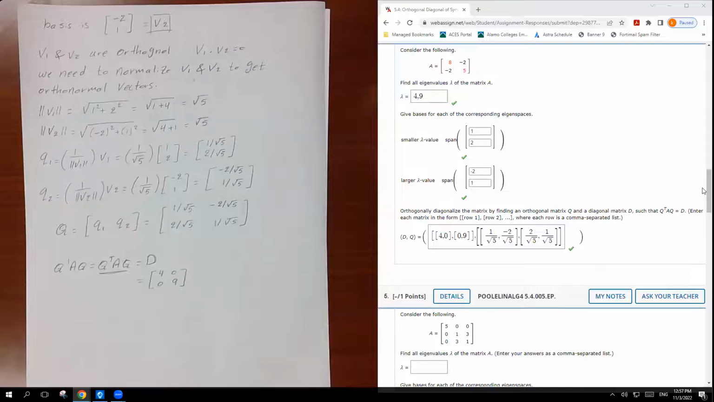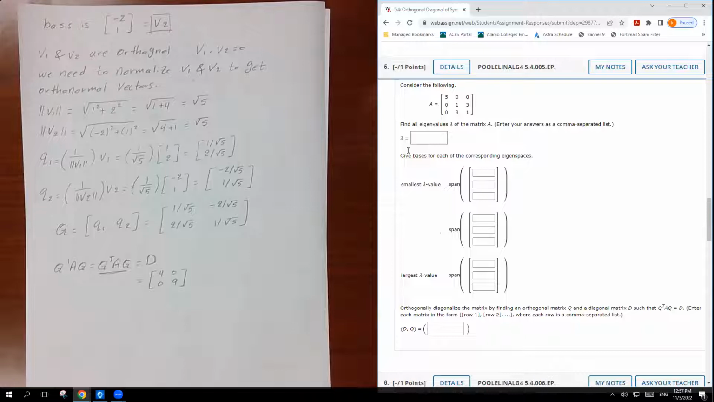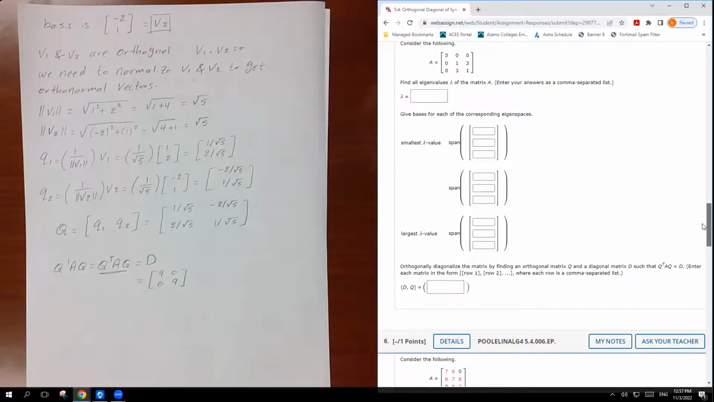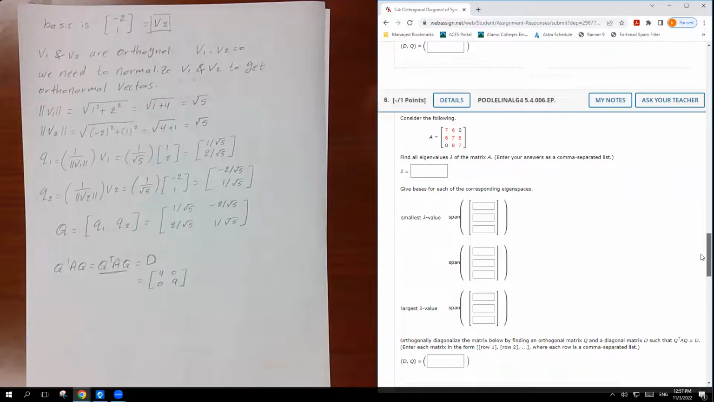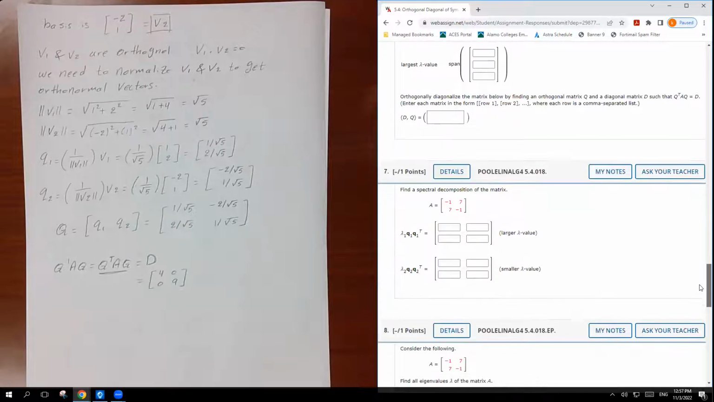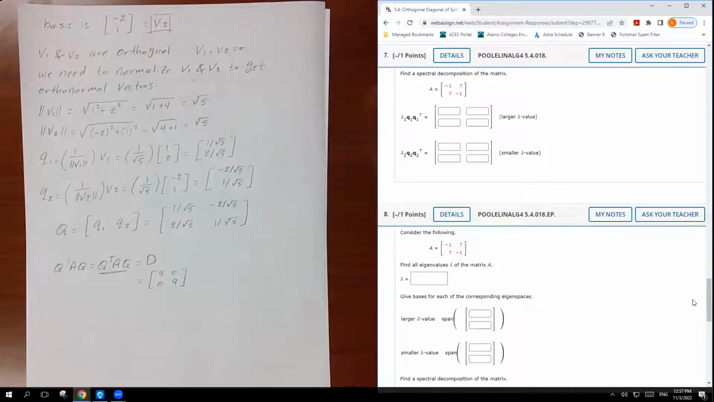So again, example 5 is exactly the same steps. You're going to find the eigenvalue, then the first span, the second one, the third one. Then you have to find the matrix Q. Example 6, exactly the same thing. Example 7 is different. Now we have to find the spectral decomposition.